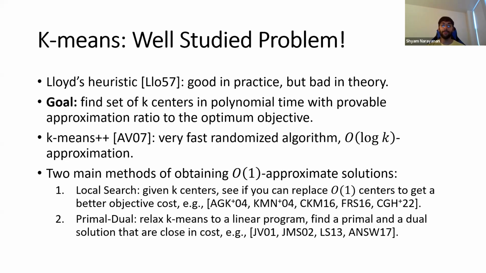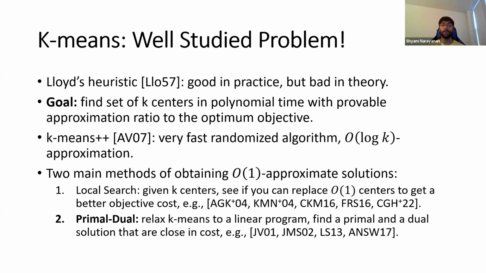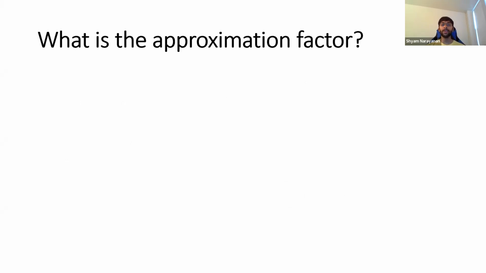There's also the technique of primal dual, where we try to relax the k-means problem to a linear program and find a primal and a dual solution that are close in cost. We can use this to get an O(1) approximation algorithm. And we are going to be focusing on the primal dual method because that's our technique for getting the best approximation algorithms. So the main question that we are interested in is what is the approximation factor that we can get for k-means?